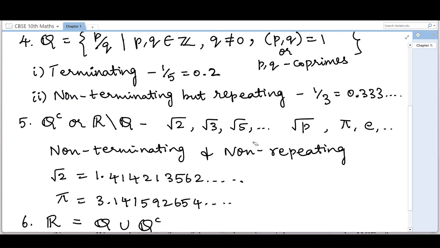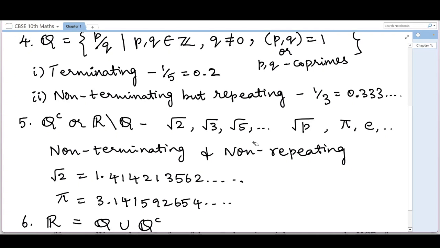The next type of number is irrational numbers. They are represented using the notation Q complement or R minus Q. Examples for irrational numbers are root 2, root 3, root 5, etc. So in general, square root of any prime number will be an irrational number. Apart from these type of numbers, we have pi, e, etc. as irrational numbers. So in general, all irrational numbers will be non-terminating and non-repeating.